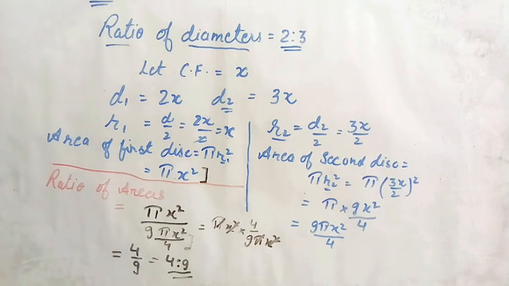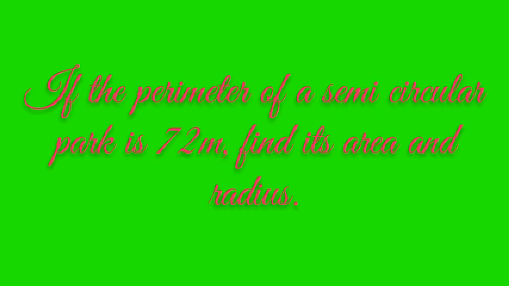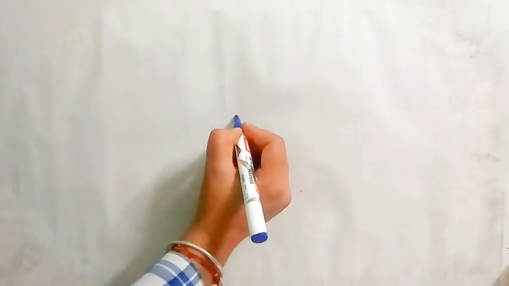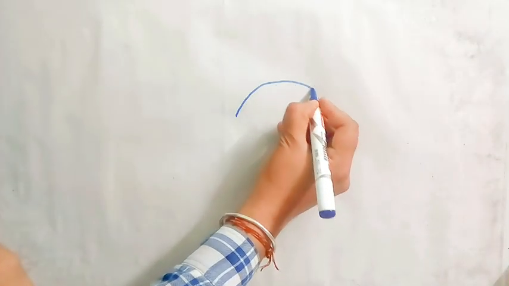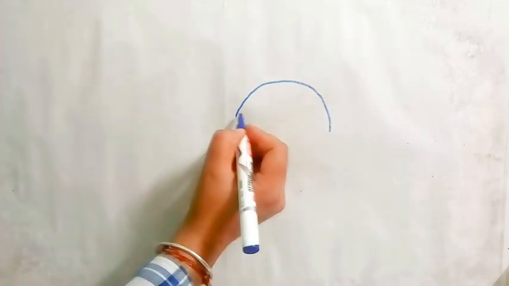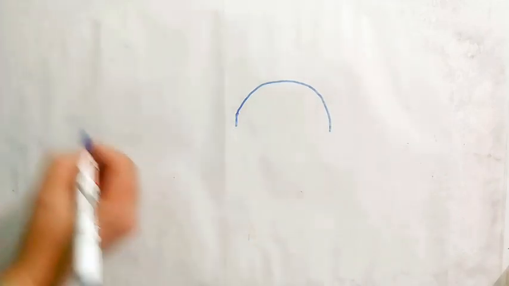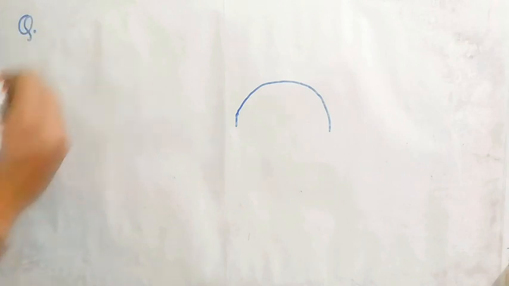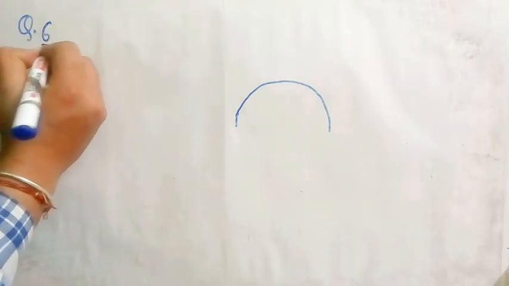Let us see the second question. If the perimeter of a semicircular park is 72 meter, find its area and radius. Let us see the solution. We are given a semicircular park. Semicircular means half circular park. It is question number 6 of your book.